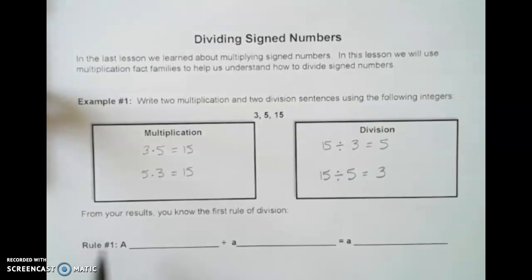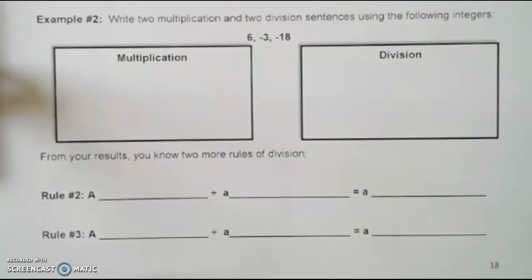Okay? From our results, we can see the first rule of division. All right? Both of these problems show the first division rule, that if we take a positive number and we divide it by another positive number, then our answer will be a positive number. A positive divided by a positive is positive.